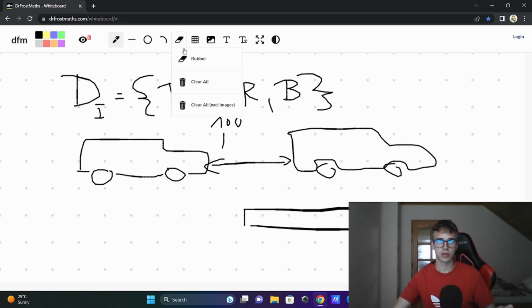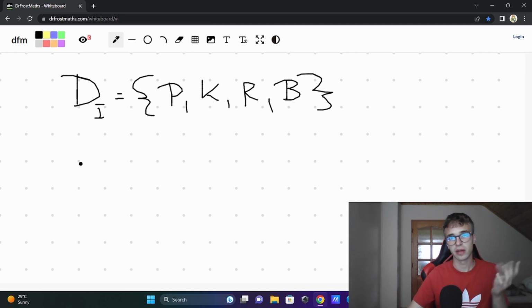Yeah, you understand it. So let me clear this. We have this domain and we need a function that will calculate the force we need to apply to the brakes.